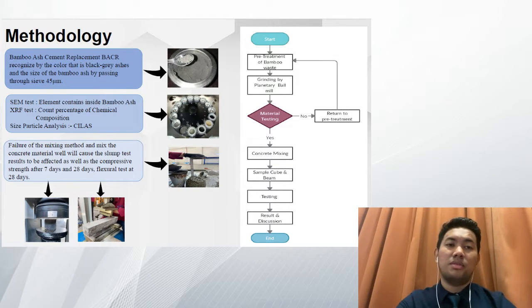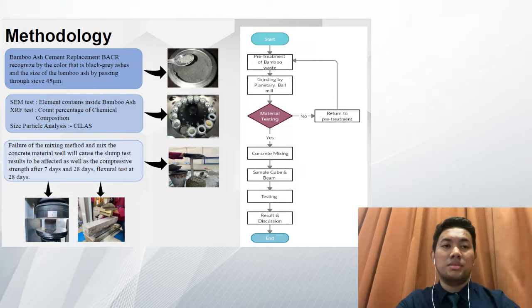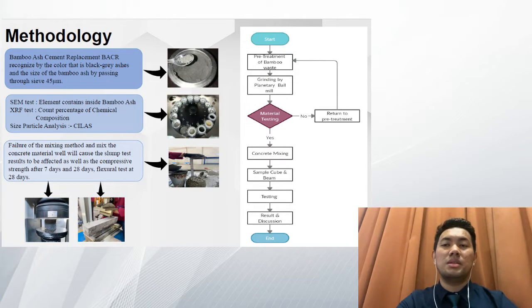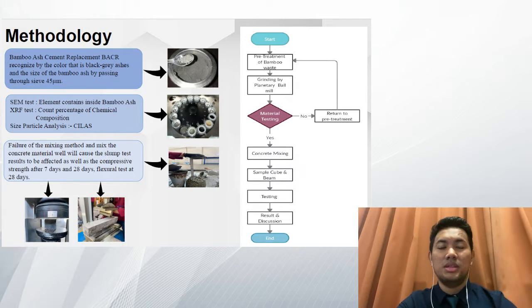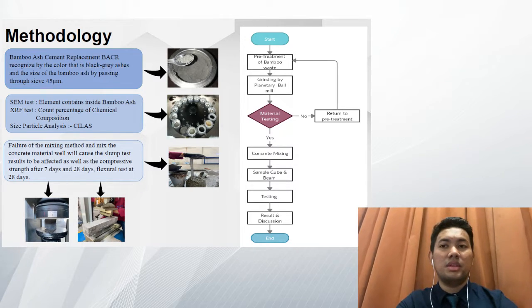So there are 2 types of sample that we have used. The first one is the cube size with 100 millimeter per cube, and then the beam size with a span length of 1 meter, 150 millimeter for height and 150 millimeter for width.